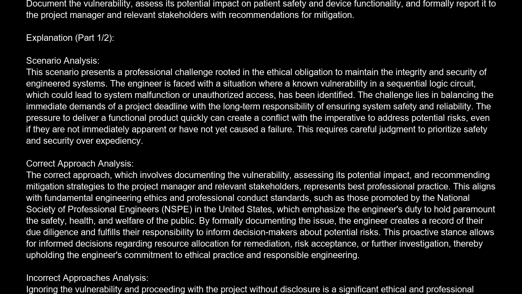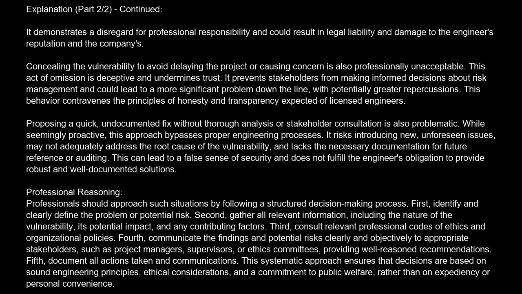Incorrect approaches analysis. Ignoring the vulnerability and proceeding with the project without disclosure is a significant ethical and professional failure. This approach violates the duty to protect public safety and can lead to severe consequences if the vulnerability is exploited or causes system failure. It demonstrates a disregard for professional responsibility and could result in legal liability and damage to the engineer's reputation and the company's.